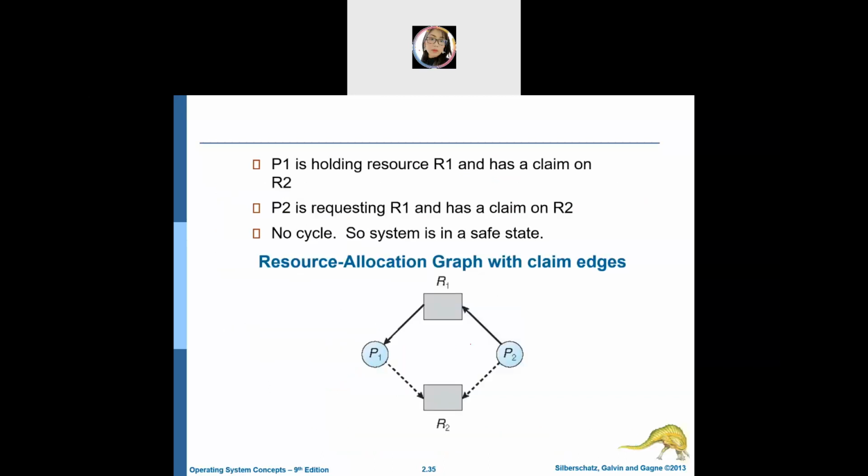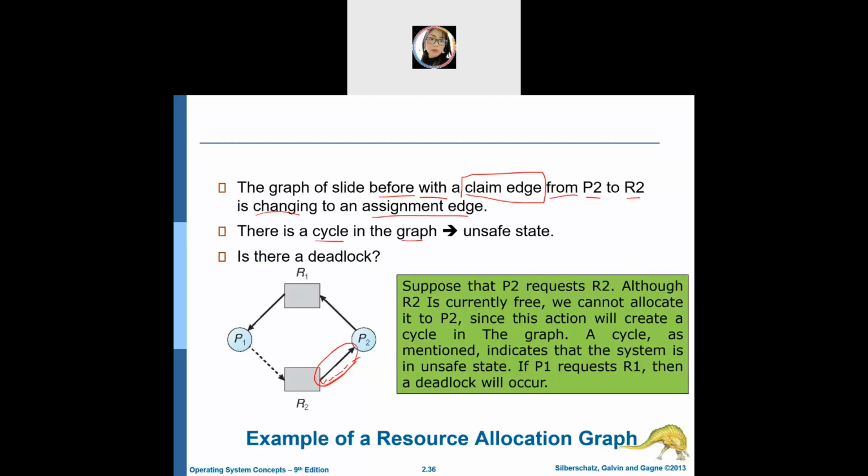Just now there was no cycle. It will be like this and like this. There is no cycle, unless you have it like this, then it will be a cycle. So it is an unsafe state.